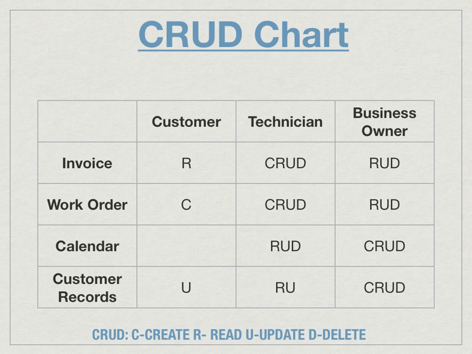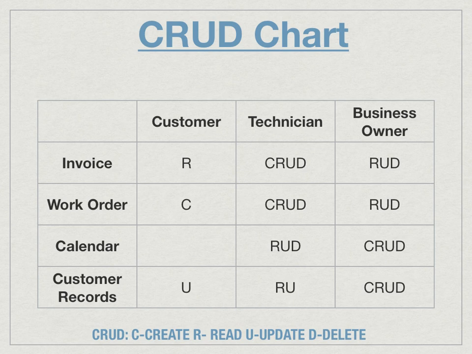The technician is the one that creates them. The business owner gives a final approval, and they can ultimately say, no, you can delete it out. And the business owner, of course, creates, reads, updates, and deletes both the calendar and the customer records. They create the calendar, they put in what technician's working on what, they can update it constantly throughout the day.